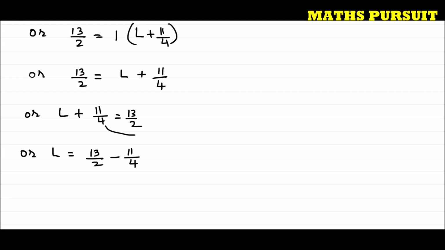Why? Just moving or transposing this 11 upon 4 to the right hand side. I am transposing 11 upon 4 to the right hand side of this equation, to solve this equation. So what we got? We got L is equal to 13 upon 2 minus 11 upon 4.